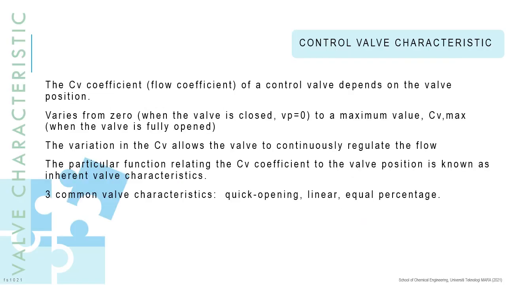The CV coefficient, also known as the flow coefficient of a control valve, depends on the valve position. It may vary from 0 when the valve is closed, valve position equal to 0, to a maximum value, which is CV max, when the valve is fully open. The variation in the CV allows the valve to continuously regulate the flow. The particular function relating the CV coefficient to the valve position is known as the inherent valve characteristic.